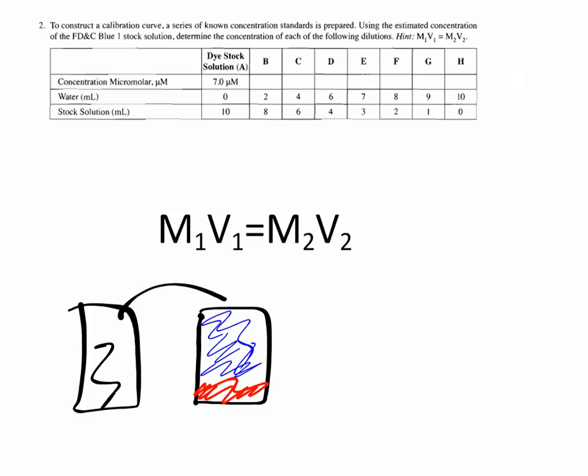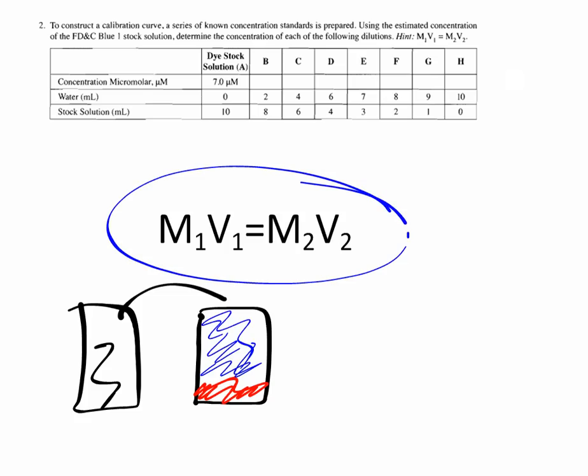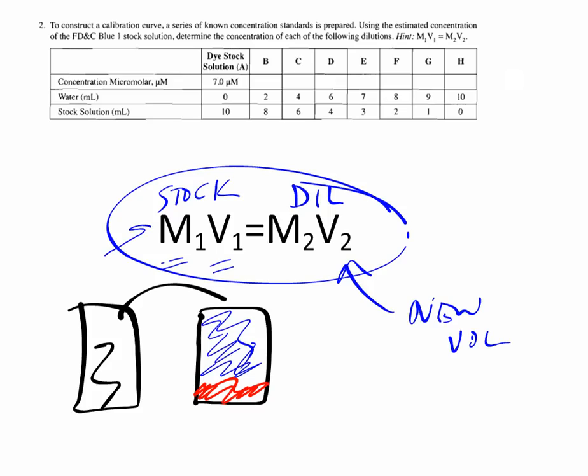You're going to make a series of dilutions. Remember, this is the dilution equation we learned in Chapter 3. This represents the stock solution for molarity and volume. This represents the dilution. This has the new volume on there. New volume is listed there. This is the original molarity and the original volume of stock. So what you have to do is you're given the original value of the stock solution. The molarity is 7.0 micromolar, and it is 10 milliliters of stock solution. So you have those two values right here, right?